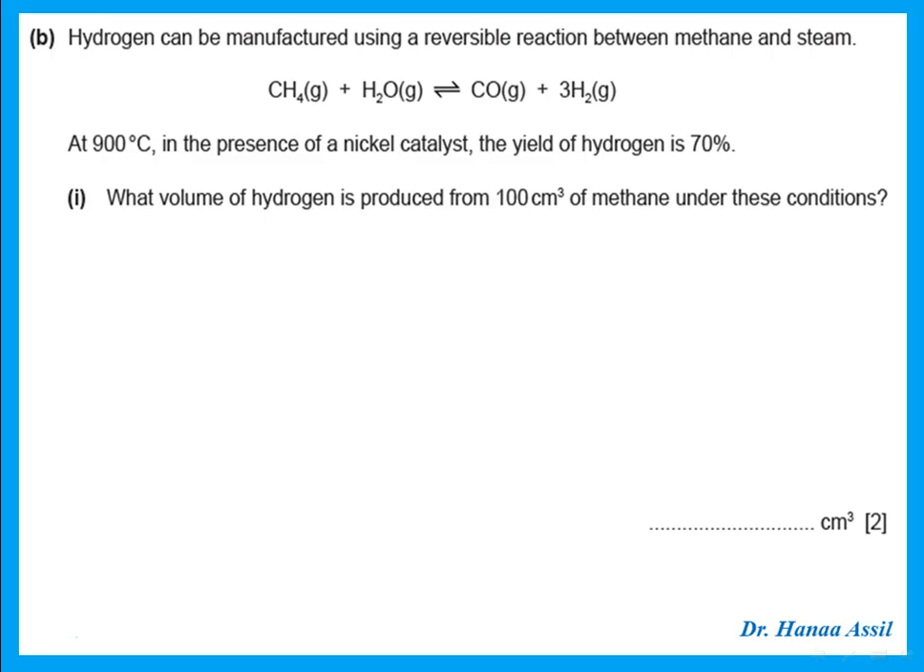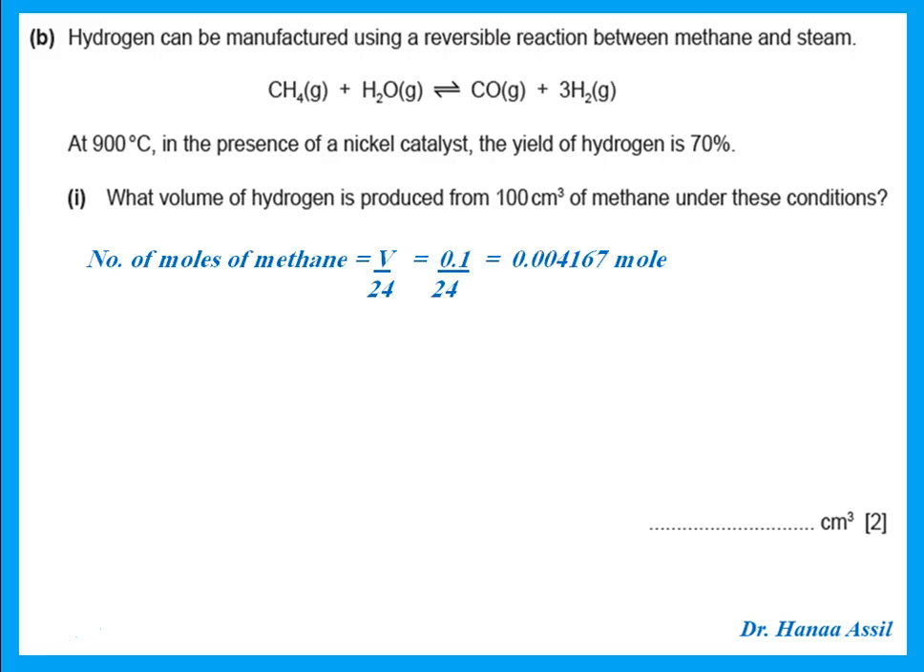Hydrogen can be manufactured using a reversible reaction between methane and steam. At 900 degrees Celsius in the presence of a nickel catalyst, the yield of hydrogen is 70%. What volume of hydrogen is produced from 100 centimeter cubed of methane under these conditions? So he's saying we're starting with 100 centimeter cubed of methane.